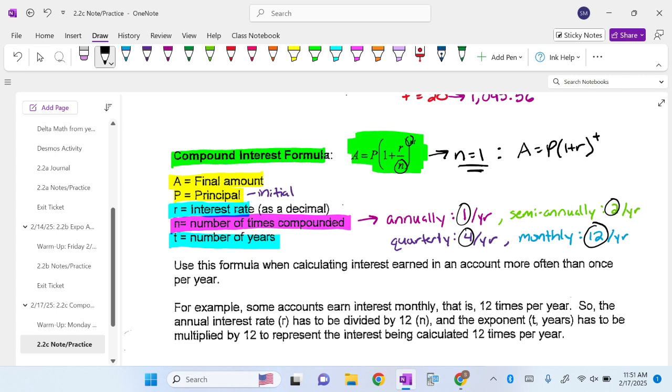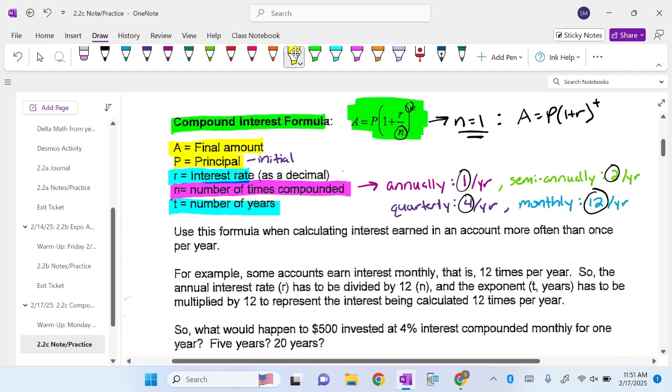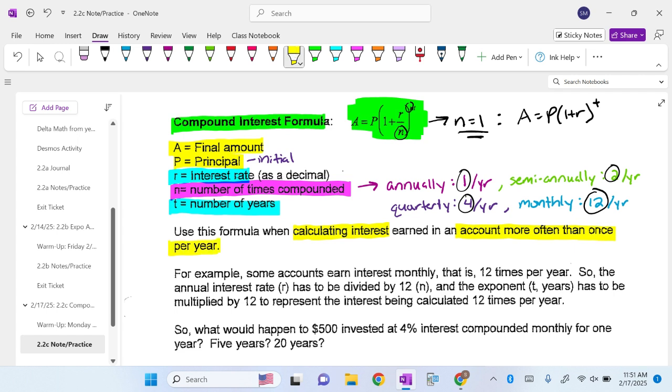All right, so let's do some examples here. Use this formula when you're calculating interest earned in an account more often than once per year. If it's more than once per year, use this formula. If it's just once per year, just use the exponential growth formula, because you would get that anyway if you plug in 1. Not saying you have to, because you'll still get the same thing. So let's look at an example.